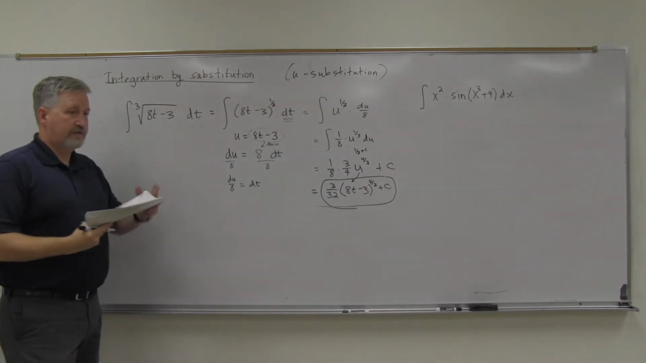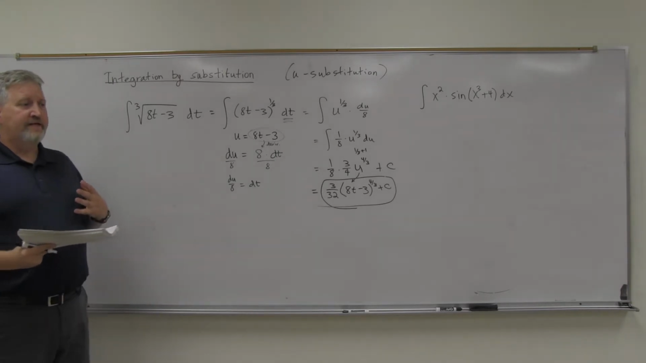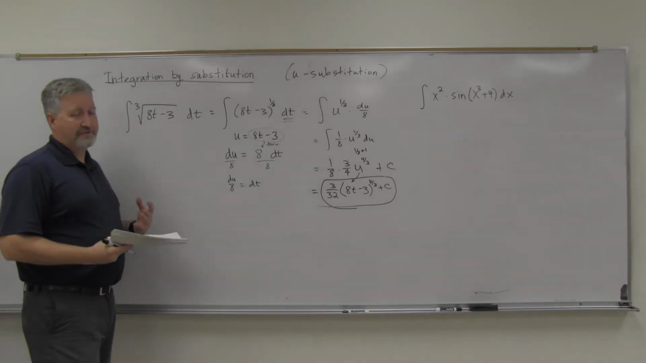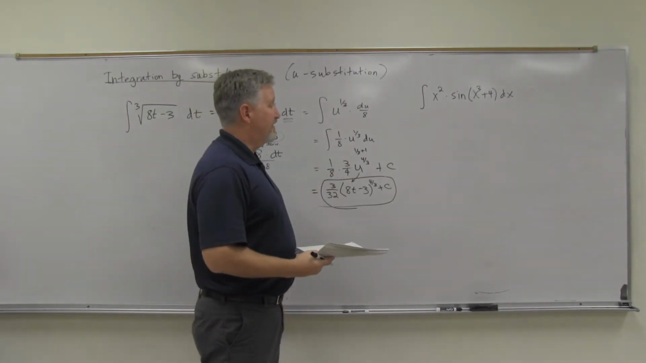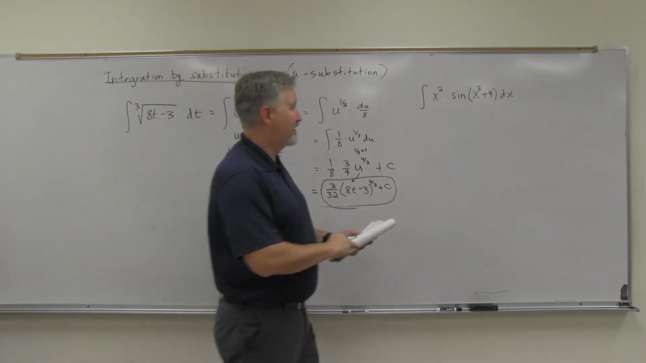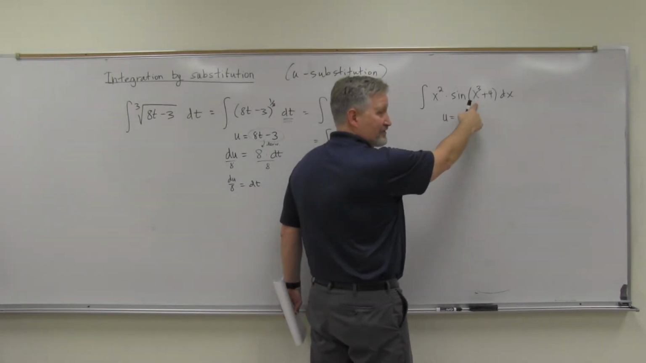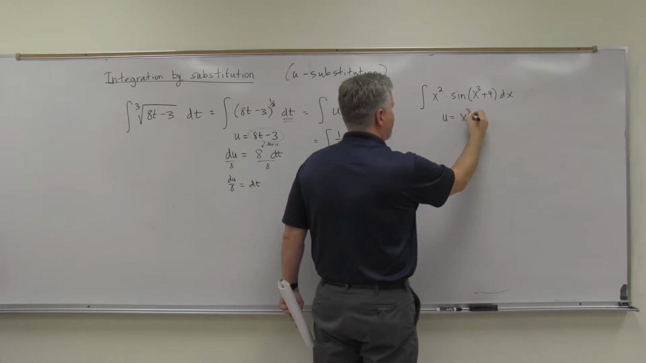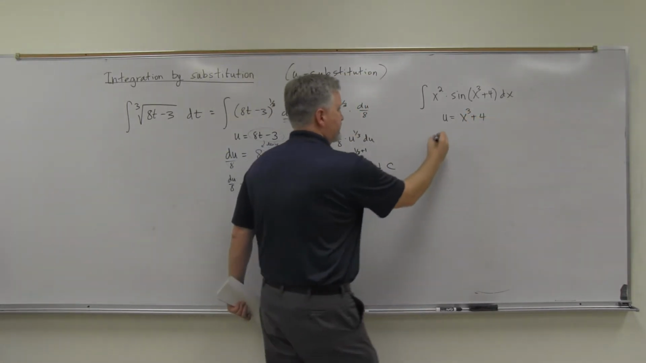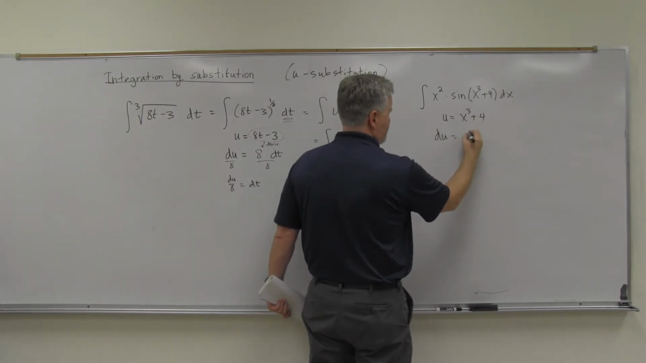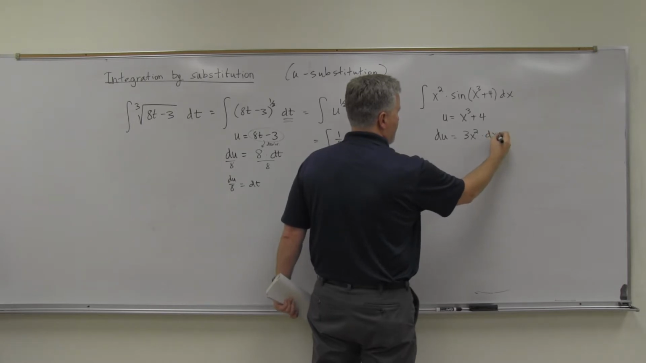Yeah, so this one's pretty well tailor-made for U substitution. The U that we substitute for, again, that parentheses involved usually helps you determine what U is. So U is x cubed plus 4 here, which would make du, the derivative of that, which would be 3x squared plus the derivative of 4, which is 0, dx.